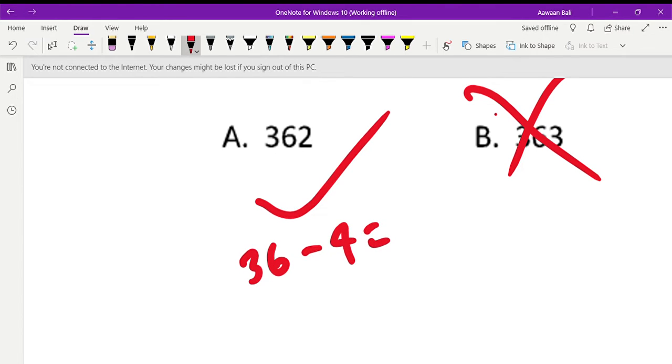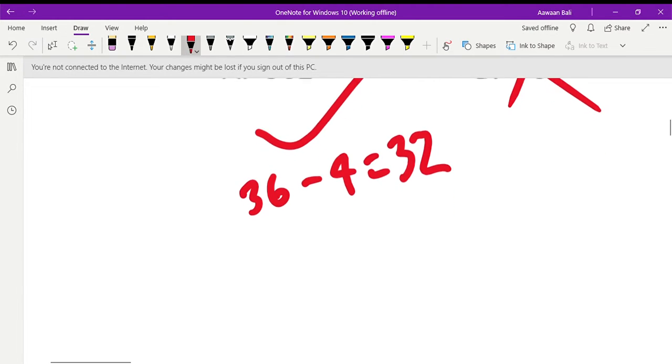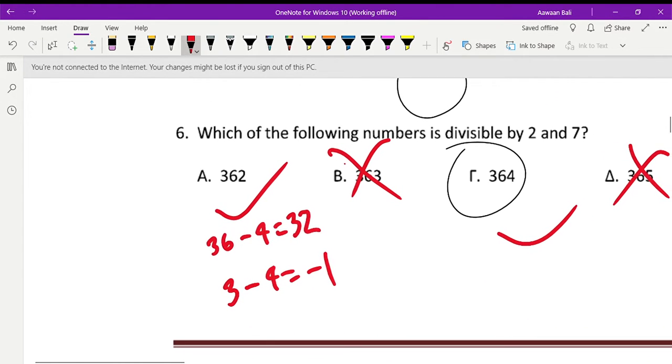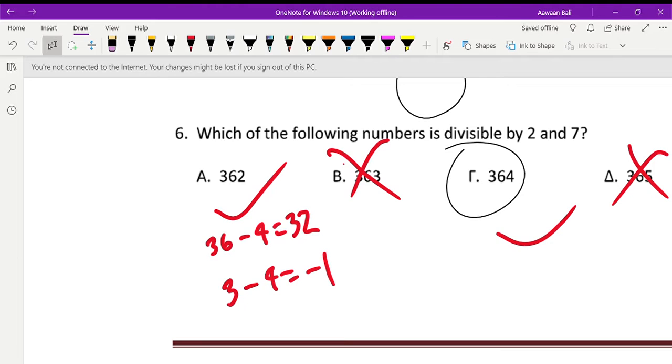So 36 minus 4 is 32. It's not divisible by 7, but if you continue further, double the 2, 4, 3 minus 4, that's minus 1, you wouldn't get a number which is divisible by 7, which means that's wrong. Basically, if you get a number divisible by 7 like a 2-digit number, or you get like 714 here as the final result, then that means it's divisible by 7.